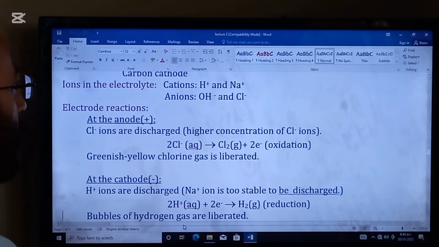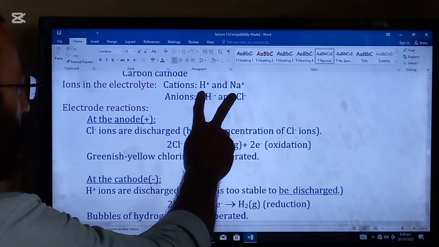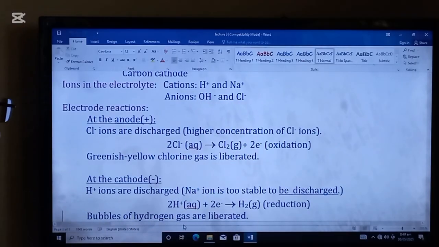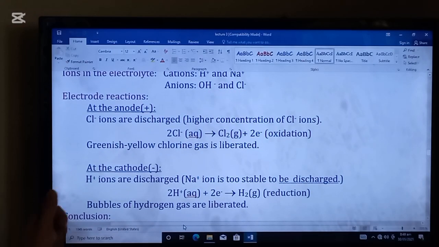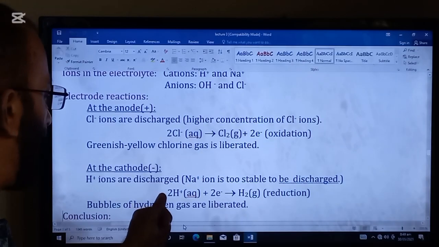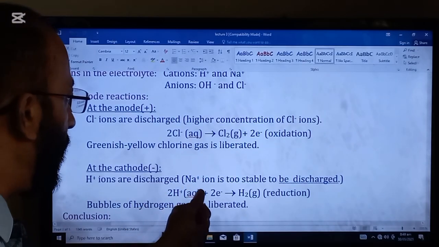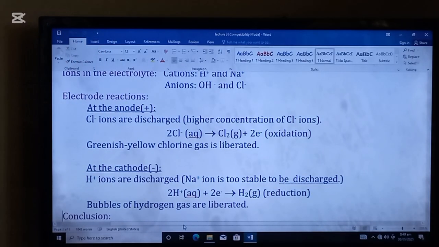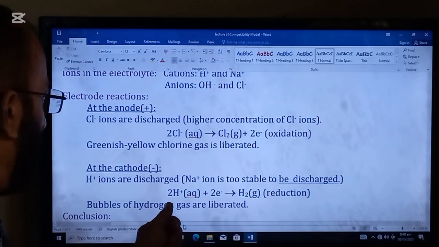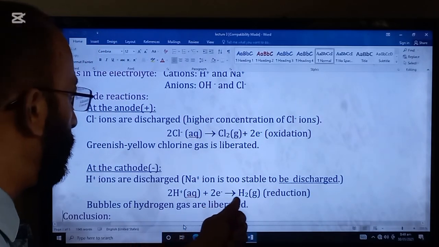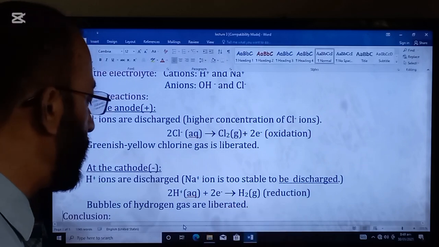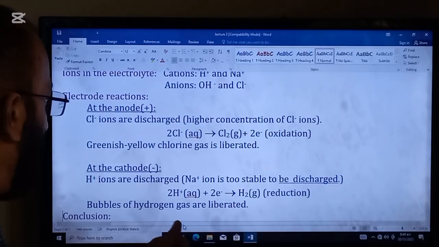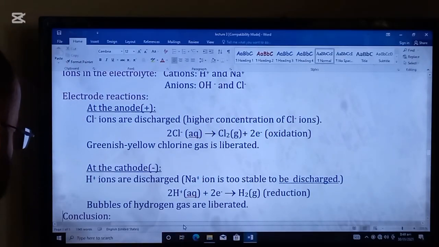And at the cathode there is competition between H plus and Na plus. H plus ions are discharged because the Na plus ion is too stable to be discharged. So the equation will be 2H plus 2 electrons forms H2. This is a reduction process. Bubbles of the hydrogen gas are liberated.